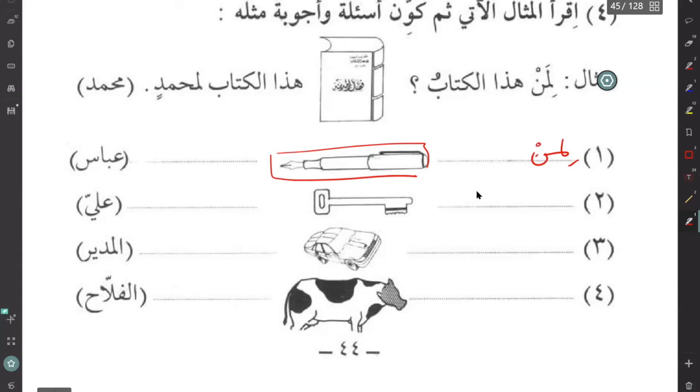This kind of question you can ask about anything. Liman hada, liman hadihi. Okay, for who is this? For example, you don't even have to say the pen. If you're pointing at something, let's say at home, you say liman hada. For who is this? Just the fact that you're pointing, everybody knows what you're talking about. So liman hada al-kitab, and here we're going to say liman hada what? Al-qalam.